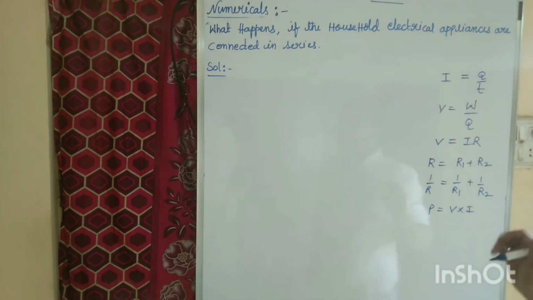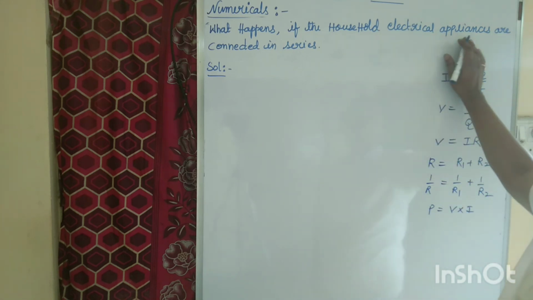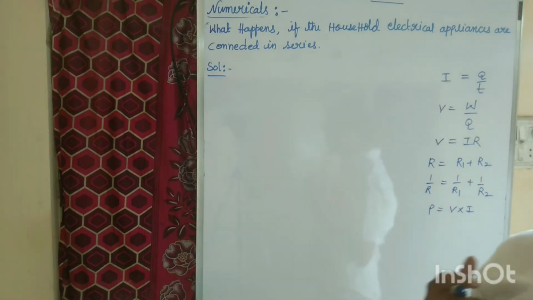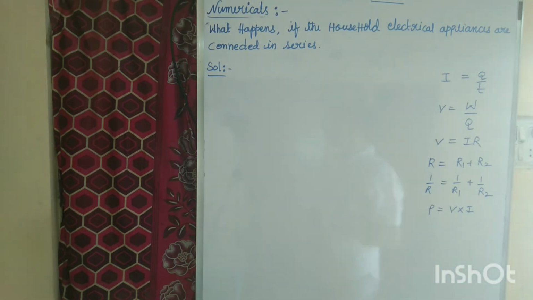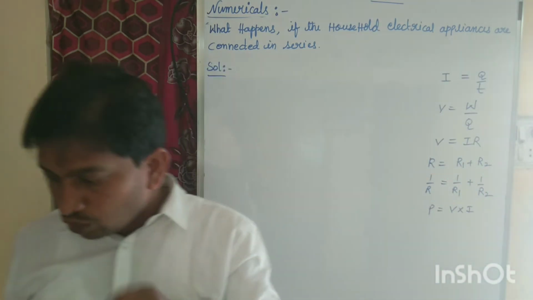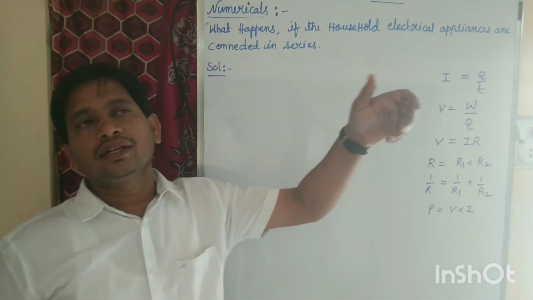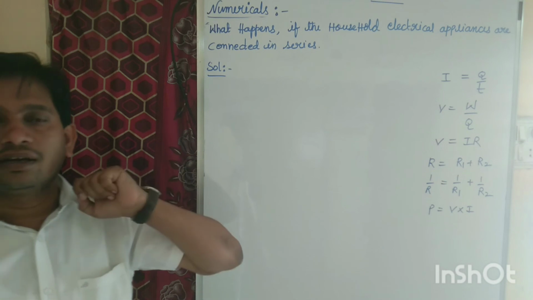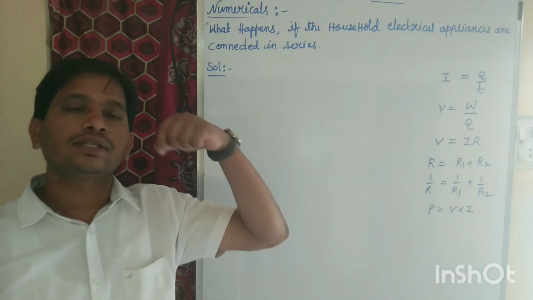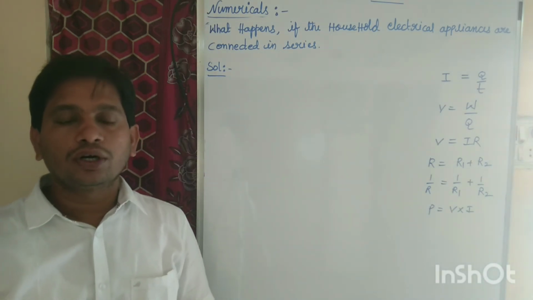Now coming to another question, what happens if the household electrical appliances are connected in series? If one connection fails, the whole appliances stop working. Our electrical appliances are actually connected in parallel, so we should not connect in series, because if one appliance stops working, the whole circuit stops working. Then it will be difficult for us to do our normal things.